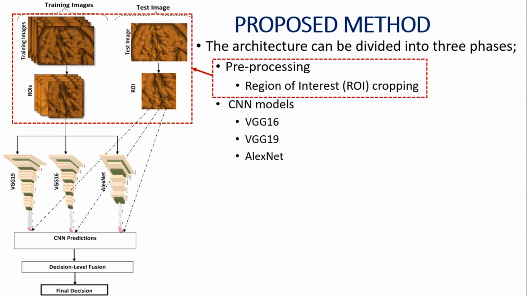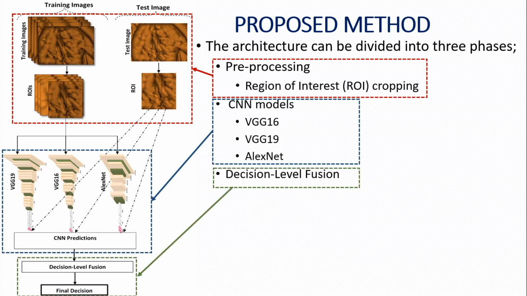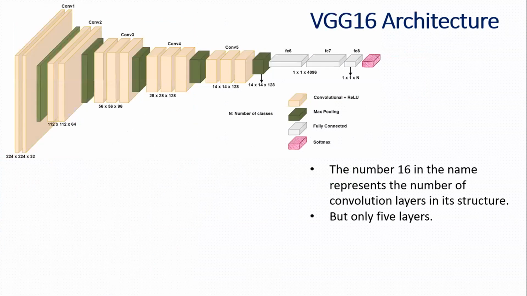Then the 3 CNN models that we use are here. Each of these models will be explained briefly in the next slide. Lastly, we have the fusion of these models to get the final decision of the proposed system.